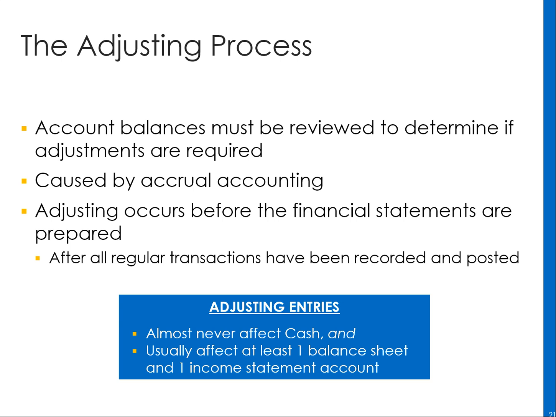Another type of adjusting entry is for items we have previously accrued. If we have previously accrued revenues or previously accrued expenses, now we have to review those transactions to see whether we need to adjust them. In other words, whether those revenues have been realized or whether those expenses have occurred. We call those transactions deferrals.